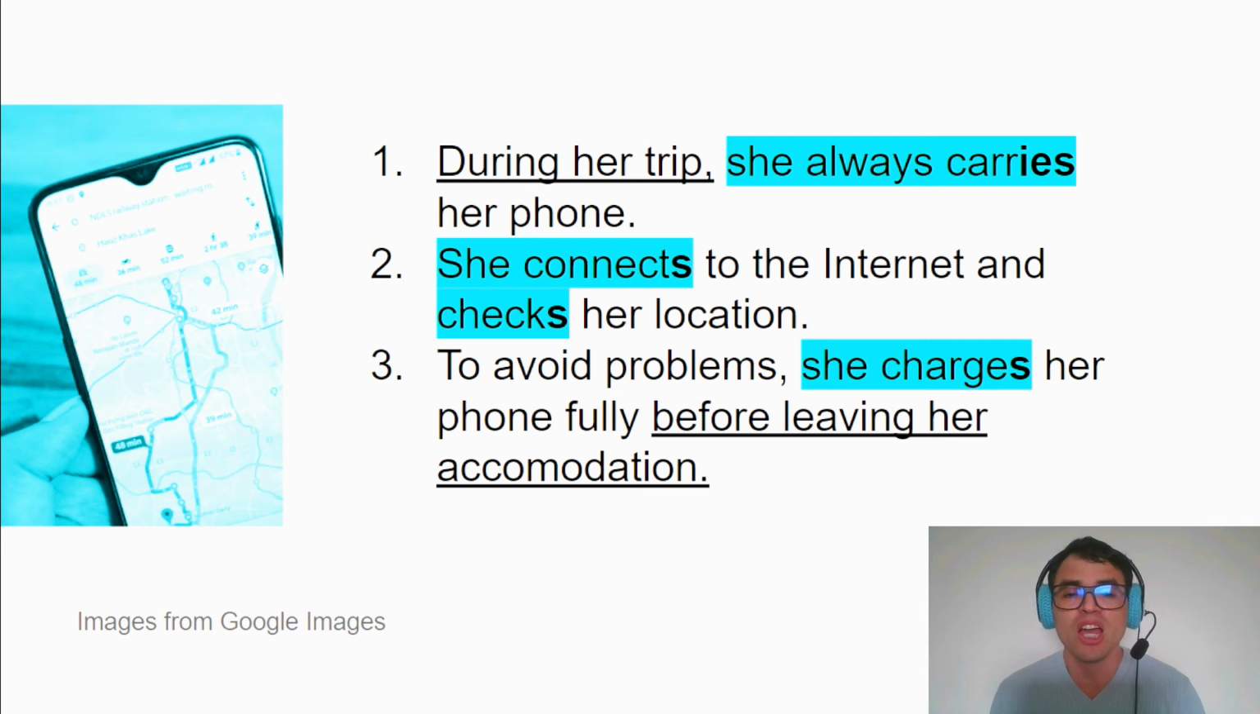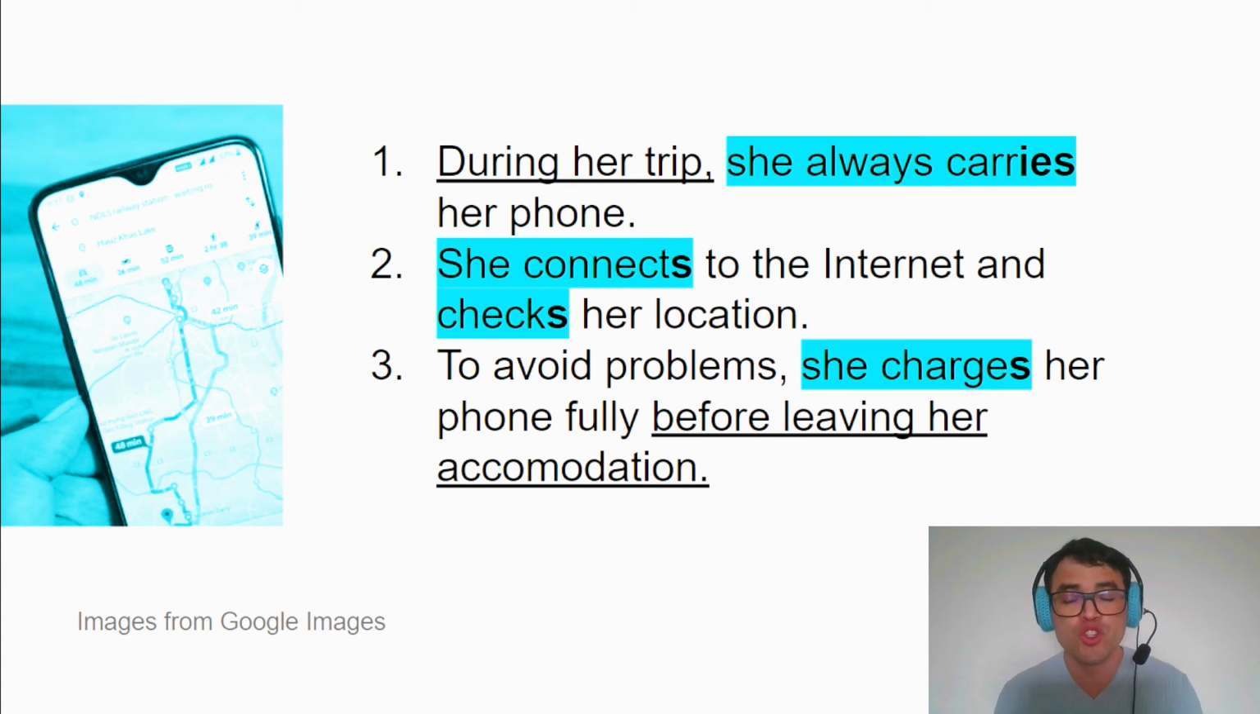Now, number 3, to avoid problems, she charges her phone fully before leaving her accommodation. Do you see the simple present here? Yes, she charges. It has to finish in S because you are talking about a woman, third person singular. Now, go to number 1 again. Do you see a time clause there? No, but there is a time marker, during her trip.